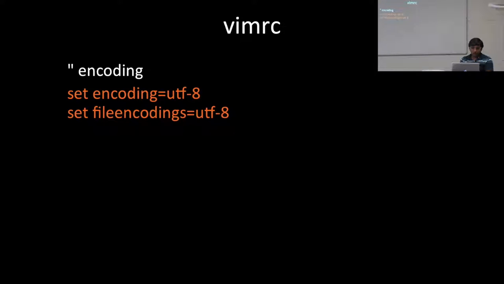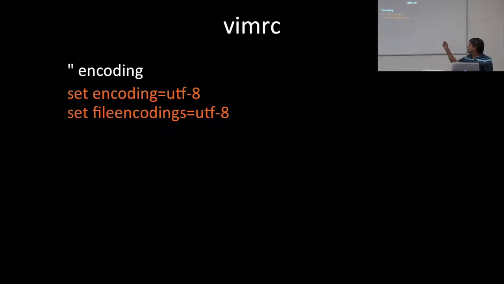Set encoding will set the encoding of your Vim, so how Vim shall represent characters internally. So that you can set by set encoding. And set file encoding equal to UTF-8 sets the encoding for a particular file.